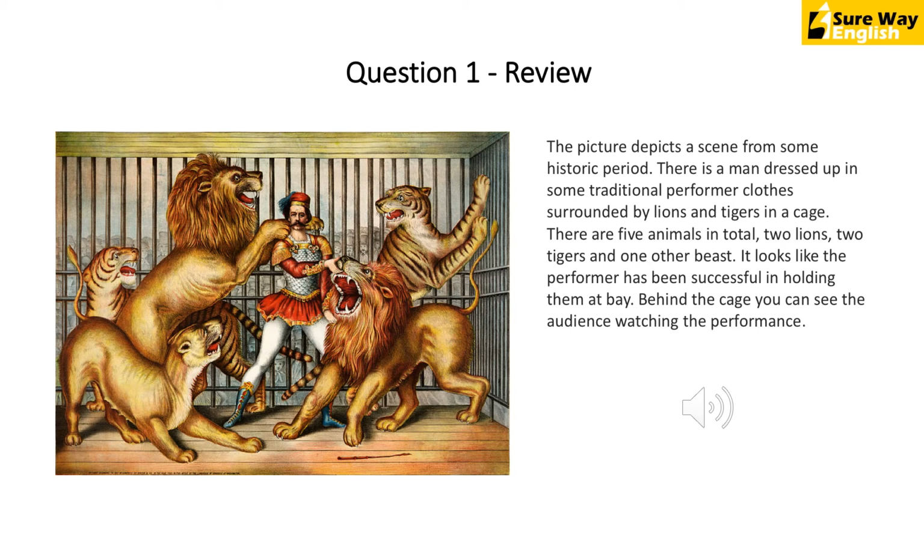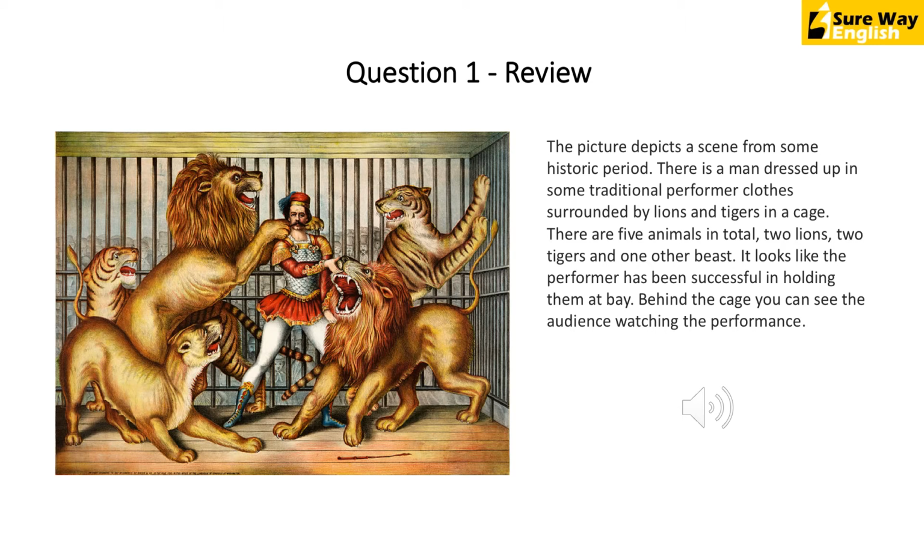All right. So when you first looked at the image, what came to your mind? Right? It's a general picture. It's not a map. It's not a diagram. It's not a graph. So whenever you are starting your responses, the first sentence should give an overview. It should tell what the image is about. So in this case, it was that the picture depicts a scene or shows a scene from some historic period.